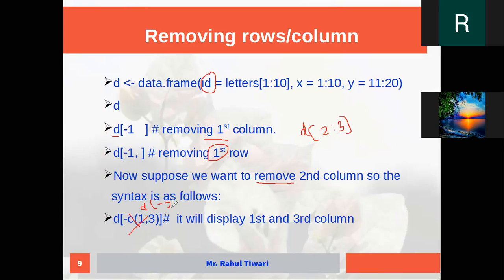If I'm saying D minus 2, it will be displayed. See the question and the output now. What I ask here is, remove the second column. So what is my syntax? D minus 2. But what will be displayed? It will display the second and third column. So it's totally based on your question, what the question is asking, and how you interpret it. That is a very, very important thing you should always take care of.